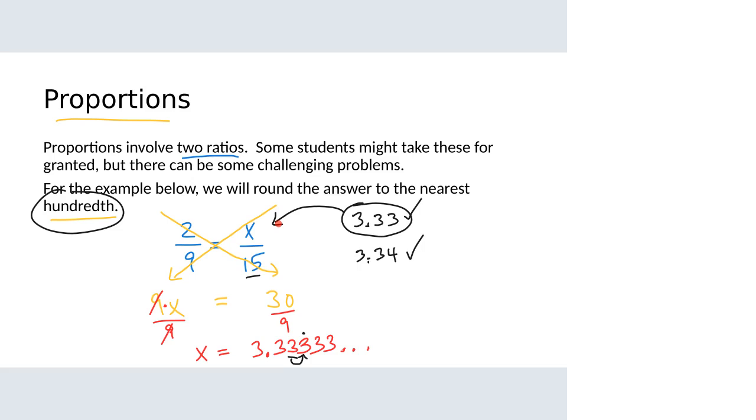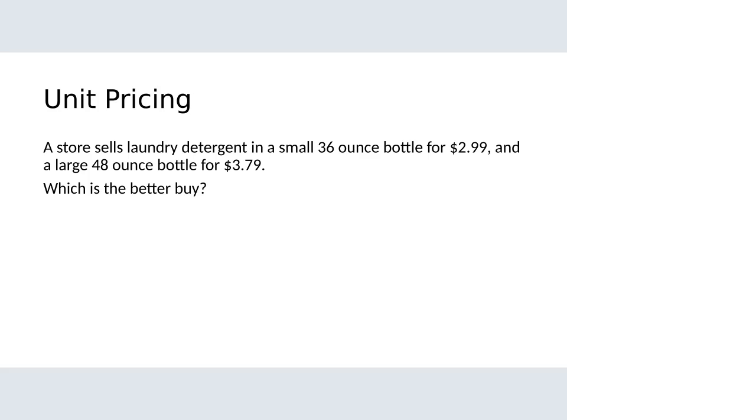We'll talk a lot about proportions today, but we're going to try a real world situation first. A store sells laundry detergent in a small 36-ounce bottle for $2.99 and a large 48-ounce bottle for $3.79. Which is the better buy? I'm going to set up a poll for this, and you can solve this any way you want, but which is the better buy?